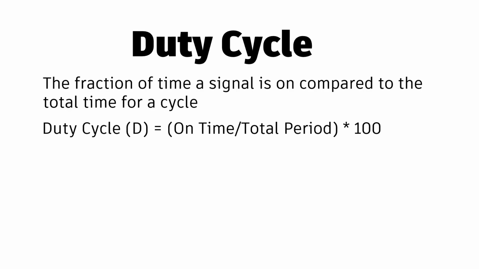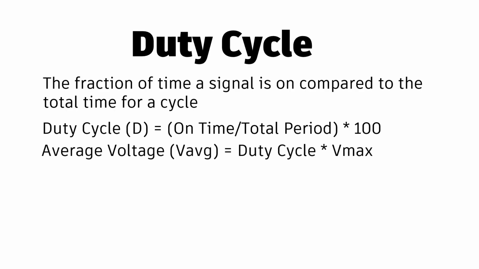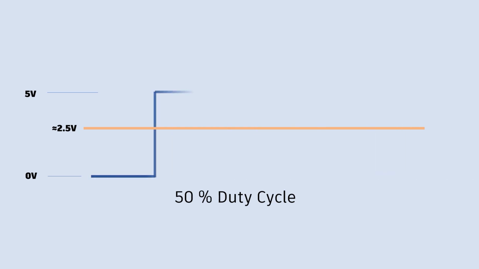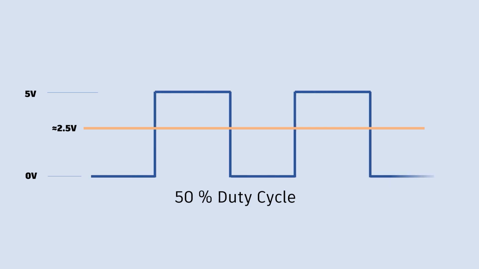Duty cycle equals on time divided by the total period multiplied by 100 and is represented in percentage. So our average voltage can be gotten by multiplying the duty cycle by the maximum voltage. So if you have a signal that is on for half of its cycle, it has a 50% duty cycle and carries half the power one will get for a 100% duty cycle. That is if the signal is always on. And we can implement all this with this Arduino code, which will be changing the brightness of an LED.